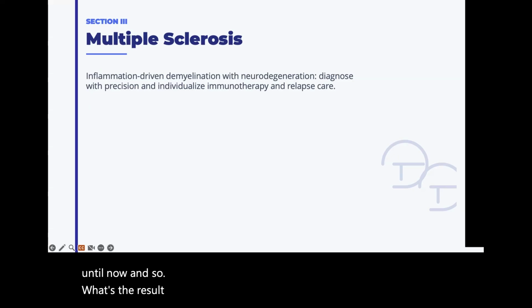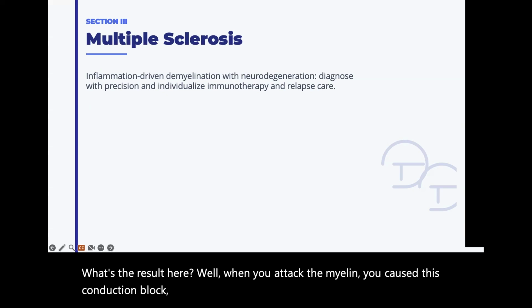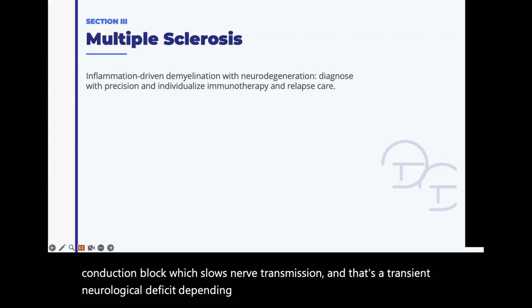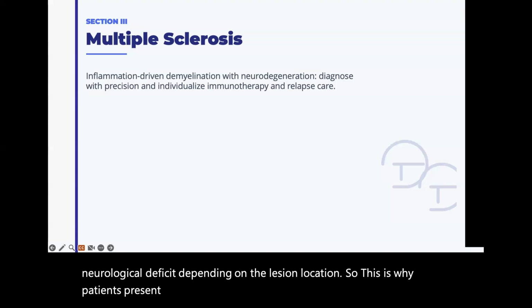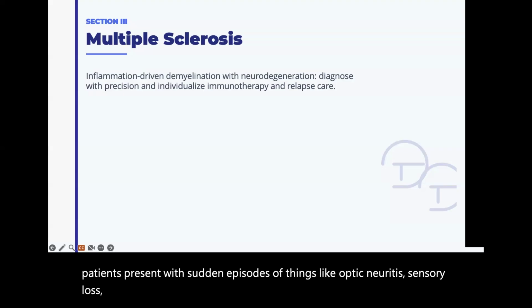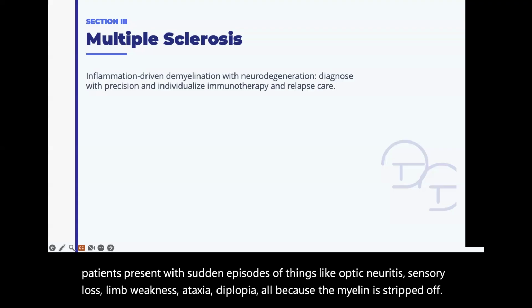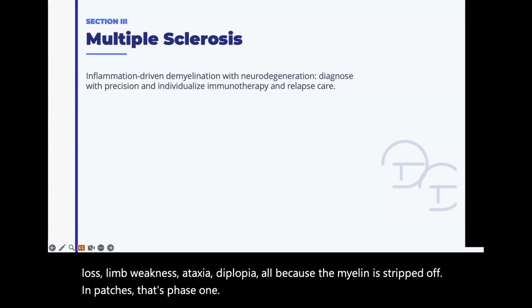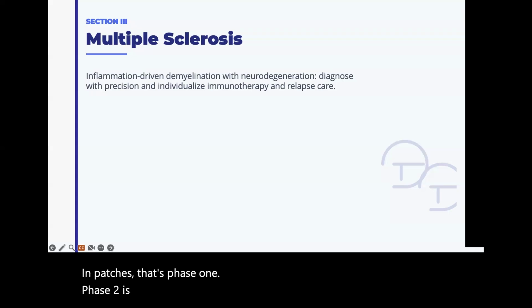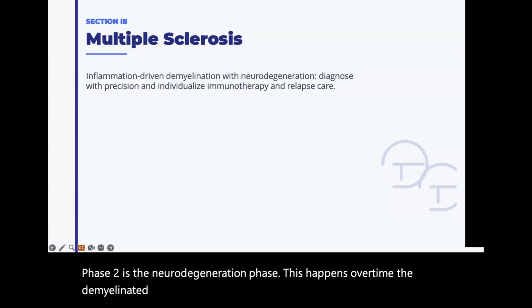Well, when you attack the myelin, you cause a conduction block, which slows nerve transmission. And that's a transient neurological deficit depending on the lesion location. So this is why patients present with sudden episodes of things like optic neuritis, sensory loss, limb weakness, ataxia, diplopia, all because the myelin is stripped off in patches. That's phase one. Phase two is the neurodegeneration phase. This happens over time. The demyelinated axon becomes vulnerable, and then they start degenerating.